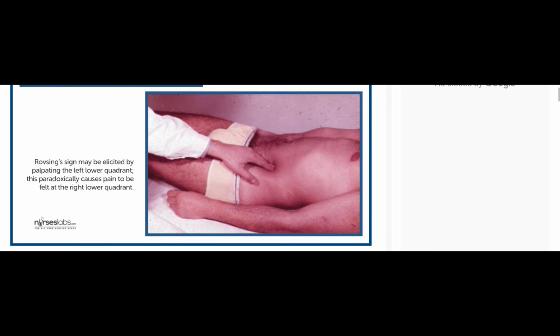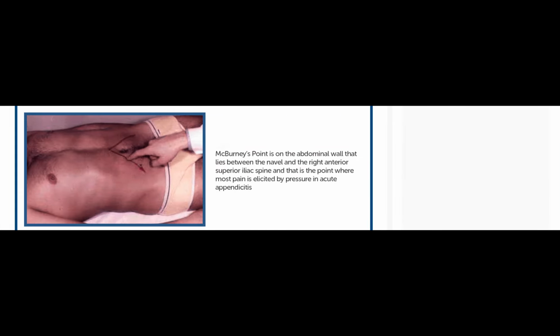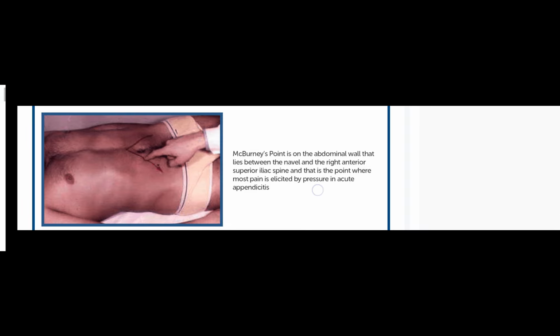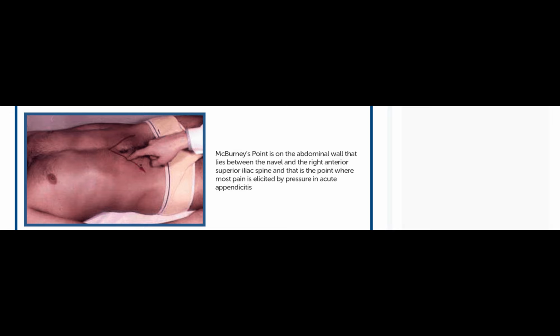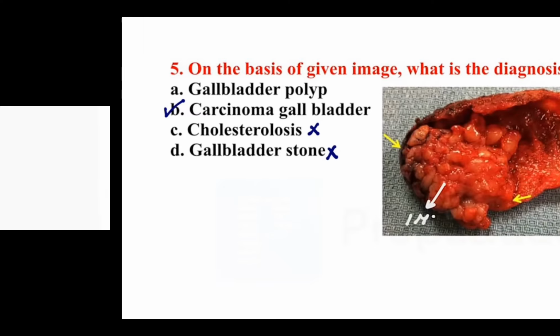This is known as Rovsing sign. Okay. Then McBurney's point. McBurney's point is the classical point where the tenderness is felt in acute appendicitis, and this is due to the pain elicited in acute appendicitis and due to the peritoneum involved. Where is the McBurney's point? It is between the medial 1/3 and the lateral 2/3, between umbilicus and anterior superior iliac spine.